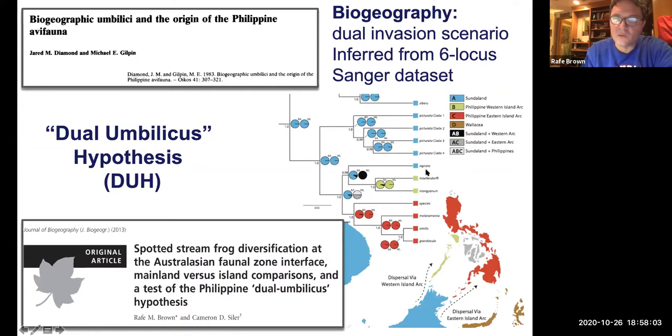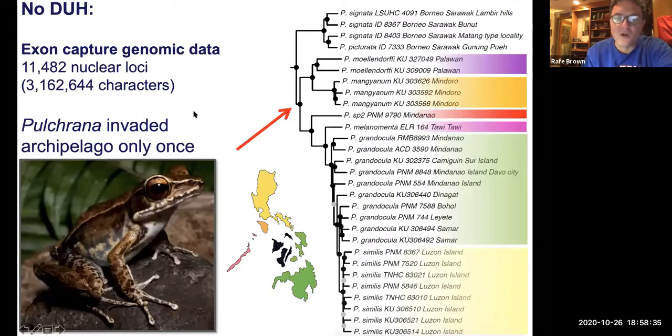And in 2014, with the big multi-locus Sanger data set, I was able to. We were inspired by this paper by Jared Diamond and Gilpin about a biogeographic umbilicus and the origins of Philippine avifauna, which allowed us to formulate the dual umbilicus hypothesis, the idea that the colonization of the archipelago might have gone in two different directions, and Filipinos love acronyms. So I wanted to actually publish this and get it out there so that at some point I could respond to it. I'll skip ahead to the punchline with some massive new genomic data and information from a new probe set that I'll talk about later, the work of one of our students.